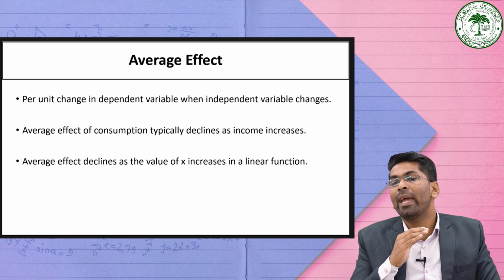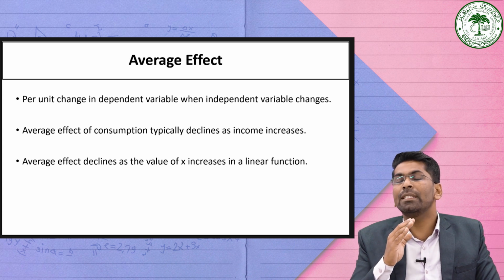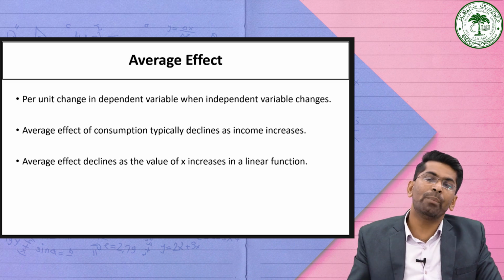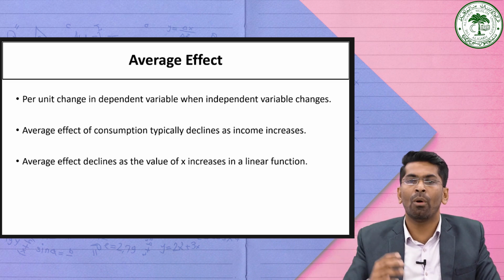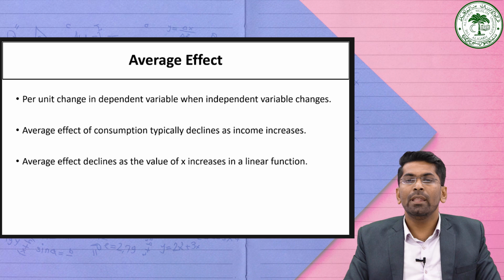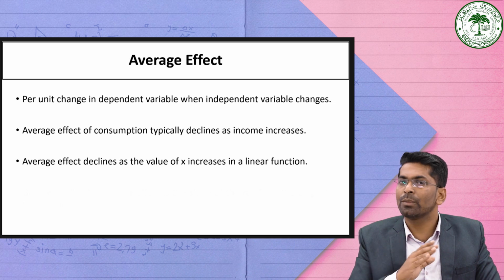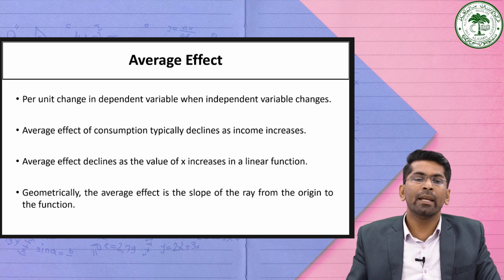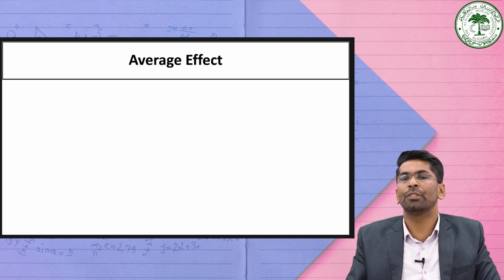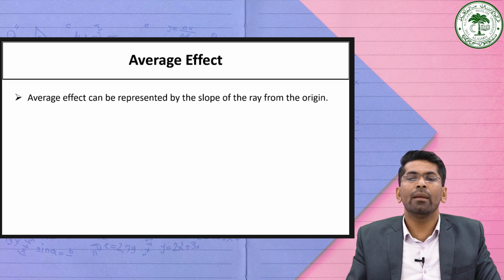So as the range of x values increases, the average effect declines, because the total change in the dependent variable over the range is spread over a larger interval of x values. So this results in a lower average effect compared to the smaller interval. So geometrically we can say that the average effect is the slope of the ray from the origin to the function. Now geometrically the average effect can be represented by the slope of the ray from the origin.